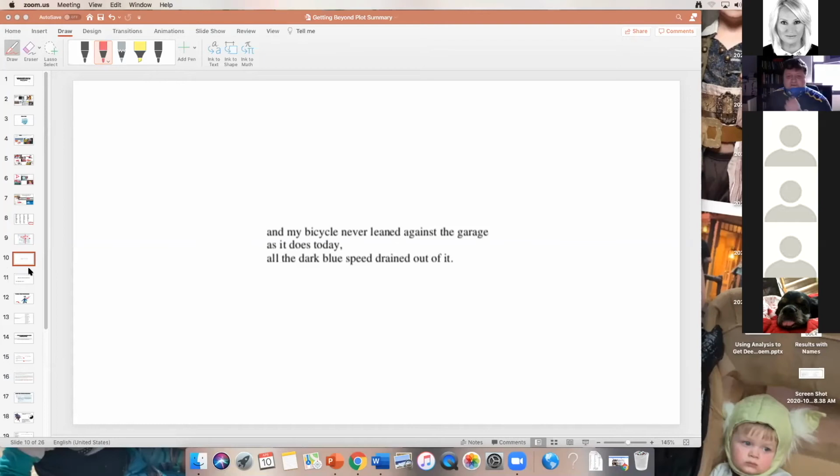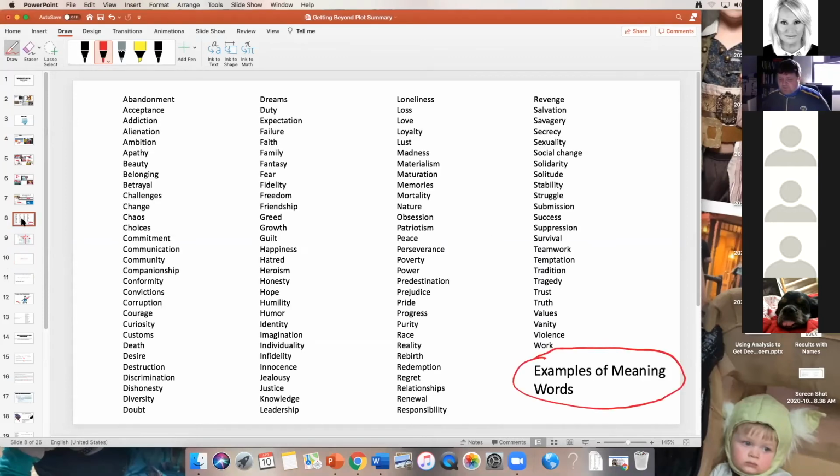"And my bicycle never leaned against the garage as it does today. All the dark blue speed drained out of it." Now, what I'd like for you to do over here in the chat box is pick 1 or 2 of these words that you think can fit this part of the poem, where he looks at his bike and all the dark blue speed appears drained out of it. What words from this list can we associate with that line?